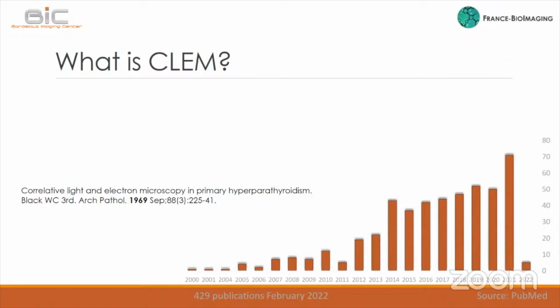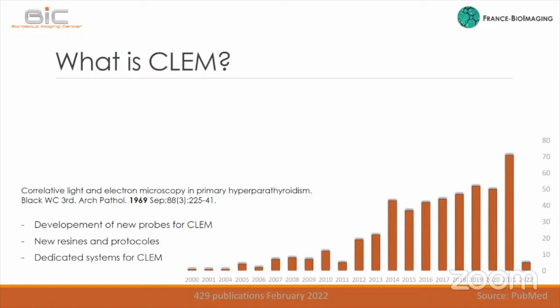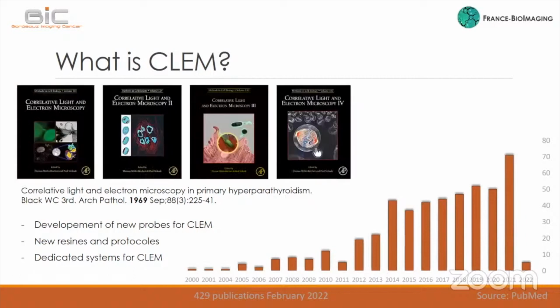But the most important developments have been in the last decade, thanks to the development of new probes dedicated for CLEM, the appearance of new resins and new protocols for CLEM, and of course the development of dedicated systems exclusively for correlative microscopy. Since 2012, these beautiful booklets about the different protocols in correlative light and electron microscopy started to appear, and they are updated every 2-3 years.